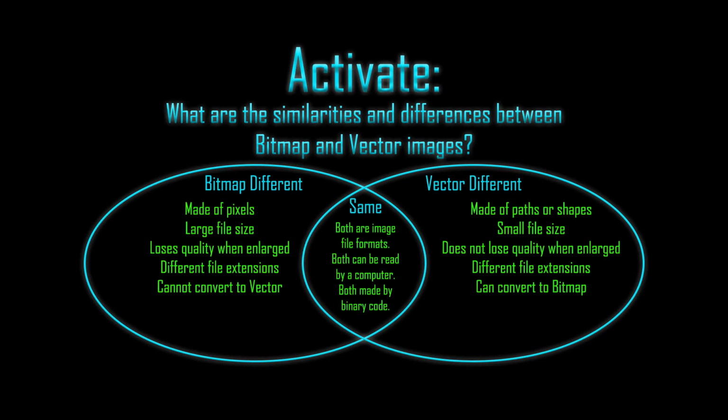Let's go through some possible answers. So, bitmaps are different to vectors because they're made up of pixels. They have a large file size. They lose quality when enlarged or if you zoom in. They have a different file extension, and they do not convert to vector. Vectors are different to bitmaps because they're made of paths or shapes. They're a small file size. They don't lose quality when they're enlarged or if you zoom in. Obviously they're a different file extension to bitmap, and these ones can convert to bitmap.